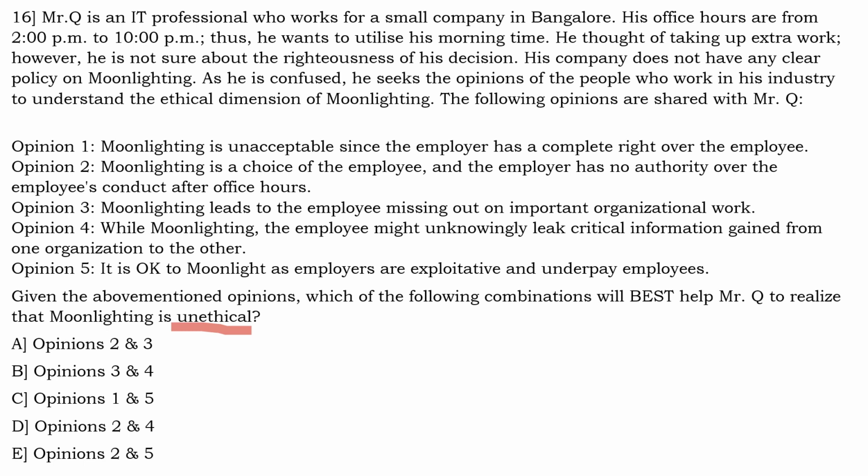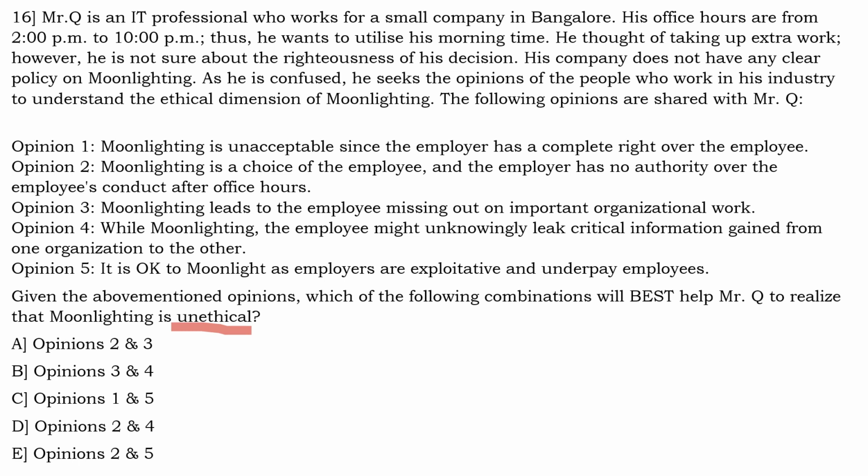So you have to find options which are suggesting that, or we have to find the opinions which are suggesting that moonlighting is not correct and it is unethical. So he should not be doing it. And out of those opinions, which is the best opinion that he has to take, that will help him to analyze that moonlighting is unethical. So what is the first task you have to do? You have to see the opinions and eliminate all the opinions which say that moonlighting is not unethical or moonlighting is okay, you can do that. So those are not your answers, so you can directly eliminate that.